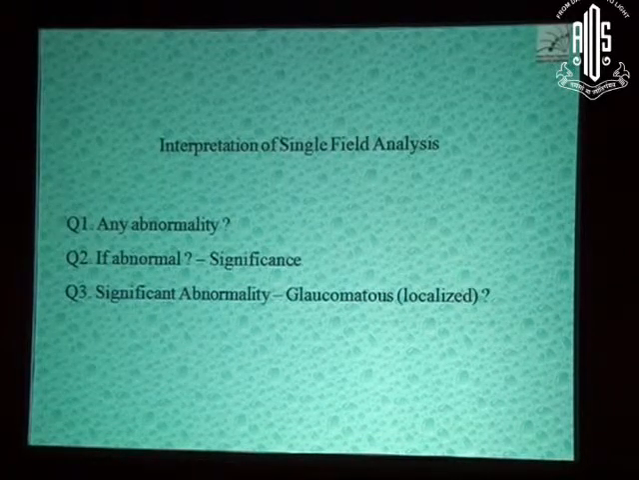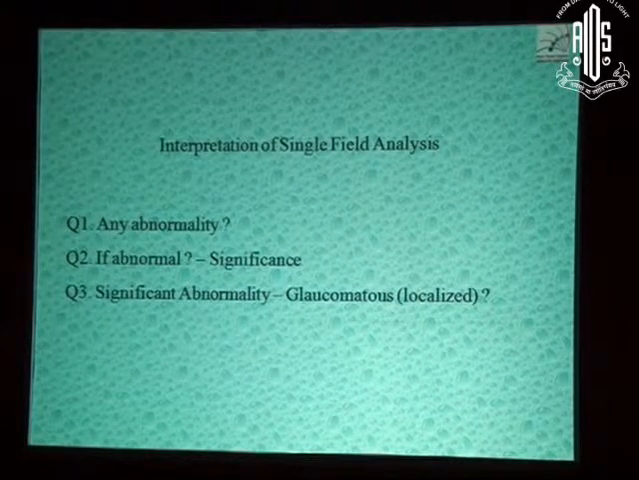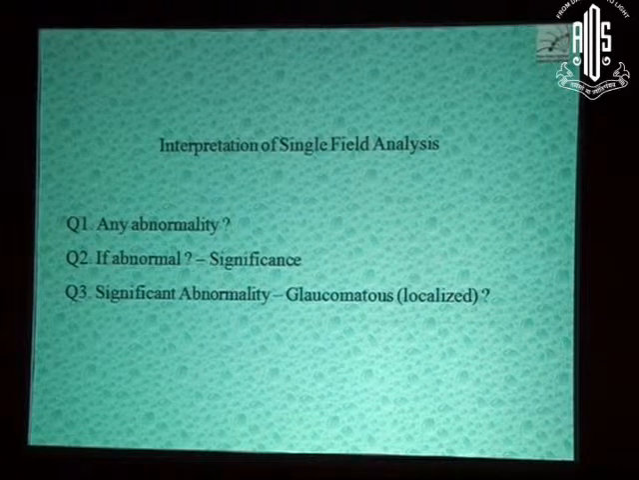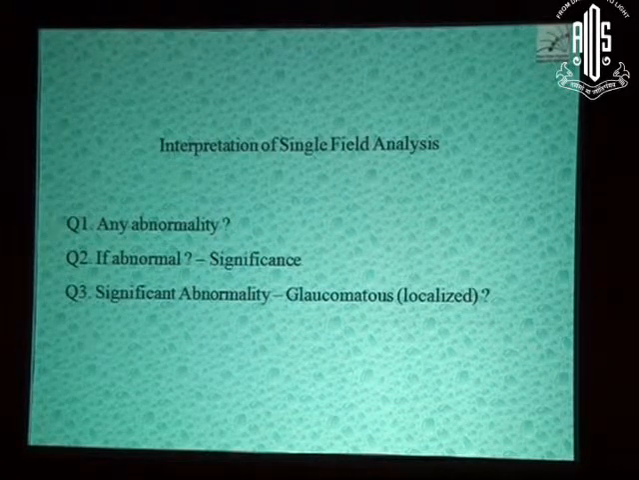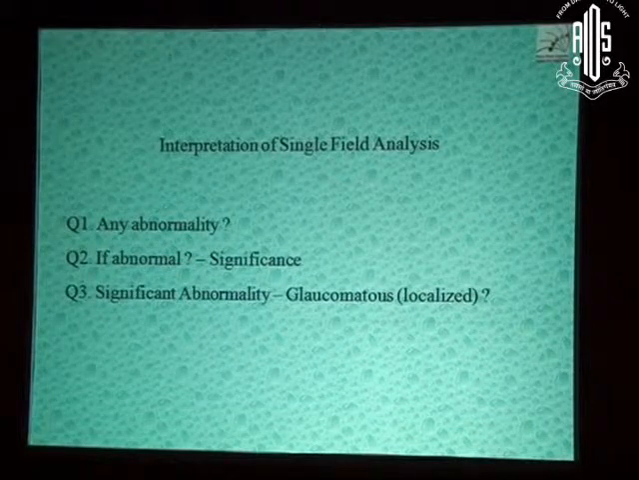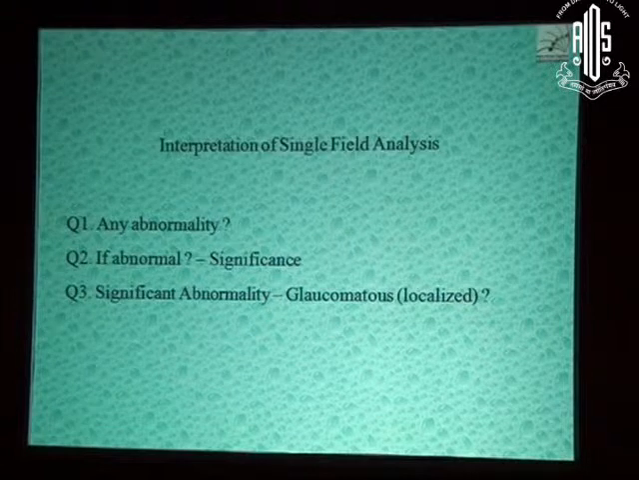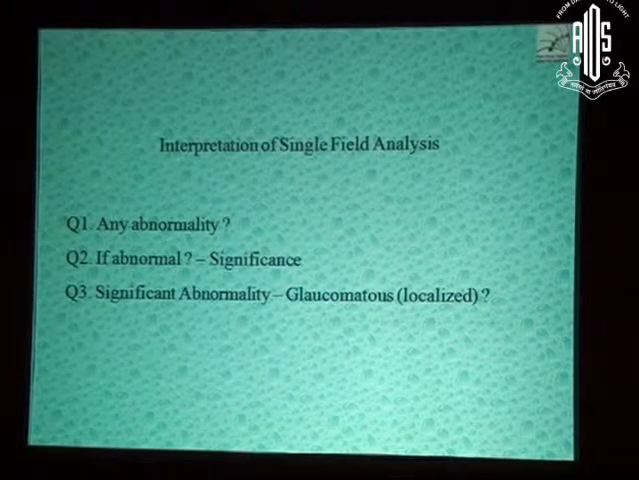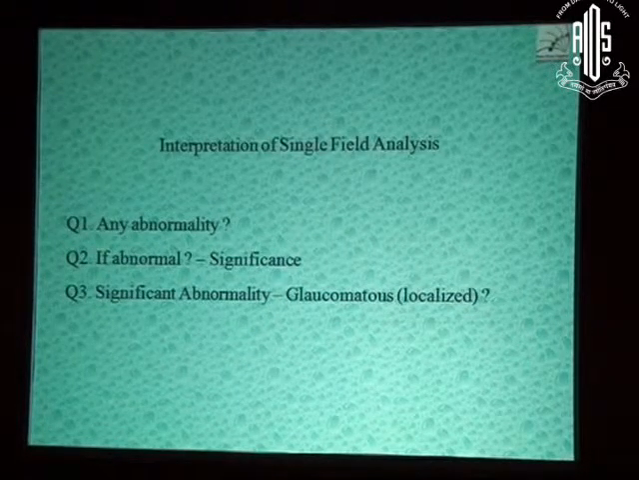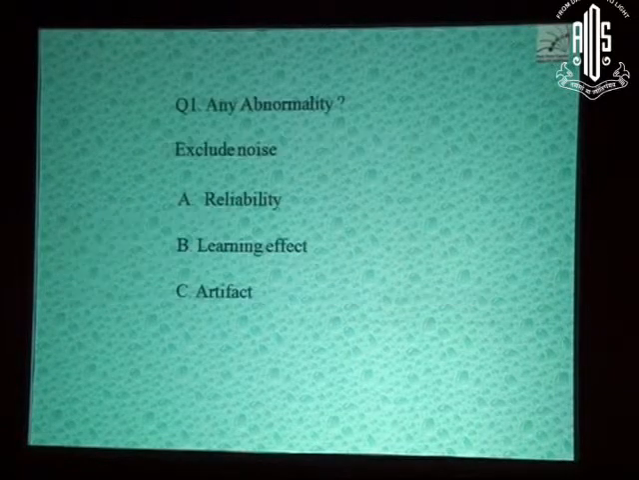Three things you should ask. One is, by seeing this perimetry result, whether there is any abnormality. That is the first question. Second question, yes, we have found some abnormality, whether it is significant or not. And if I get some significant abnormality, especially if you are concerned with glaucoma, whether it is glaucomatous or not, especially whether it is a localized defect or not, which we are more interested in.